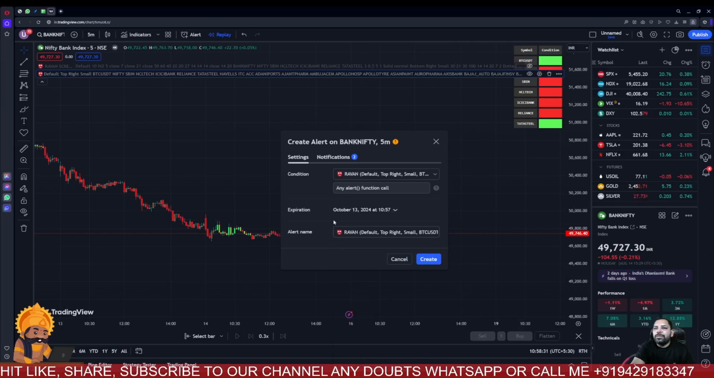What this expiration specifically does is that this alert for the 7 updated list will last till 13th October. Till 13th October I do not need to update again and again on the indicator.